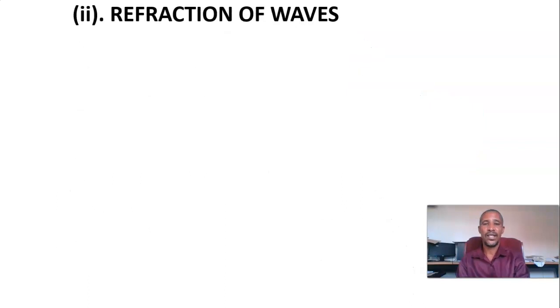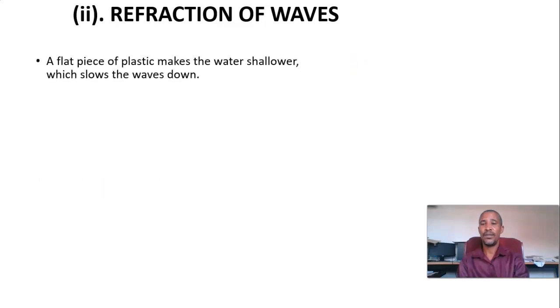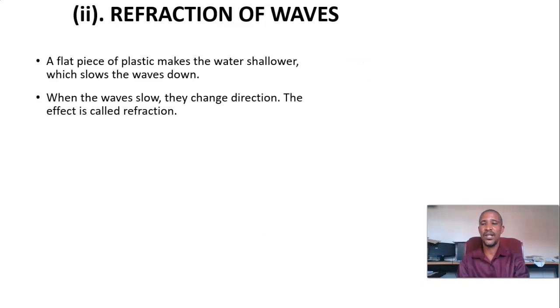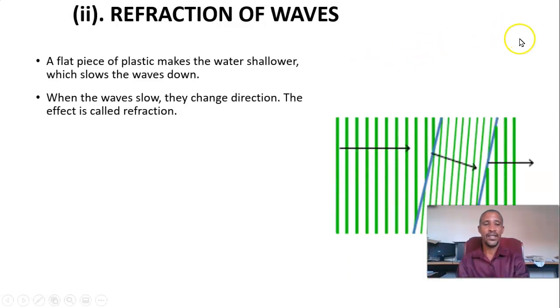Second, looking at the refraction of waves, and here we are on water waves. A flat piece of plastic makes the water shallower, which slows the wave down. What do we mean by that? If we look at when the wave slows, it changes direction, and the effect is called refraction. And this is what we mean by that.